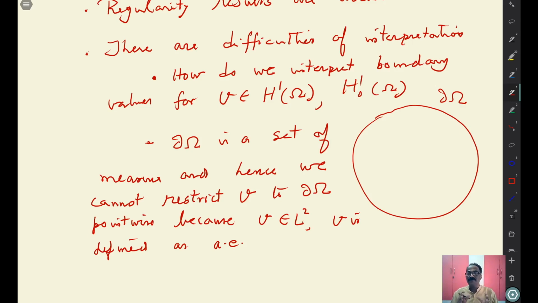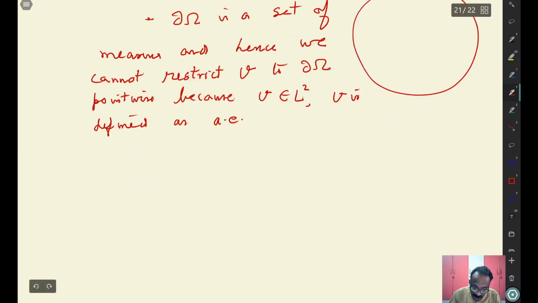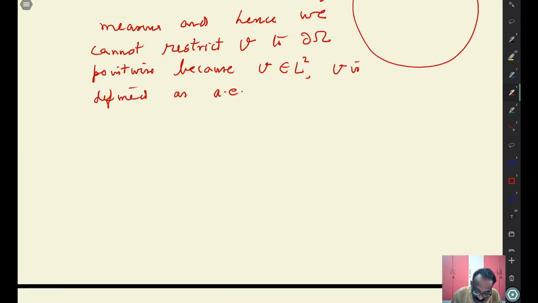So if you start with a function v in L2 or L1, the boundary is a set of measure 0, and it is an almost everywhere sense. If you have continuity up to the boundary, you can restrict. When there is no continuity, you cannot restrict. So how do we interpret the boundary value? These are very serious issues, what are called trace theorems. So to understand trace theorems.